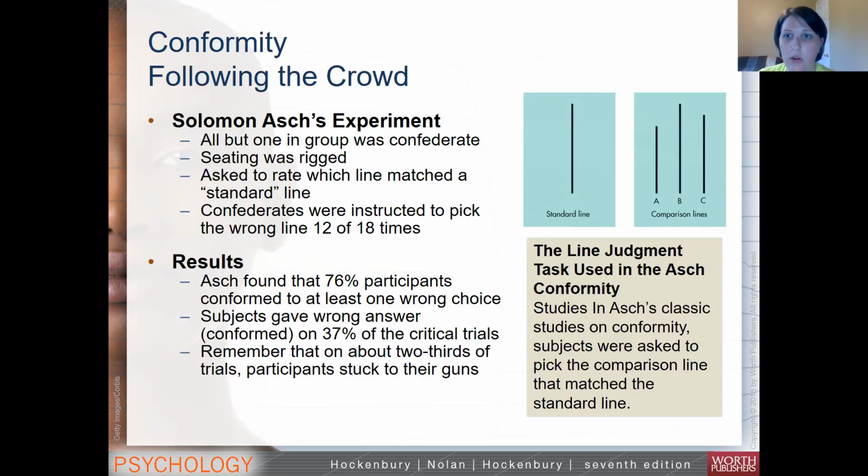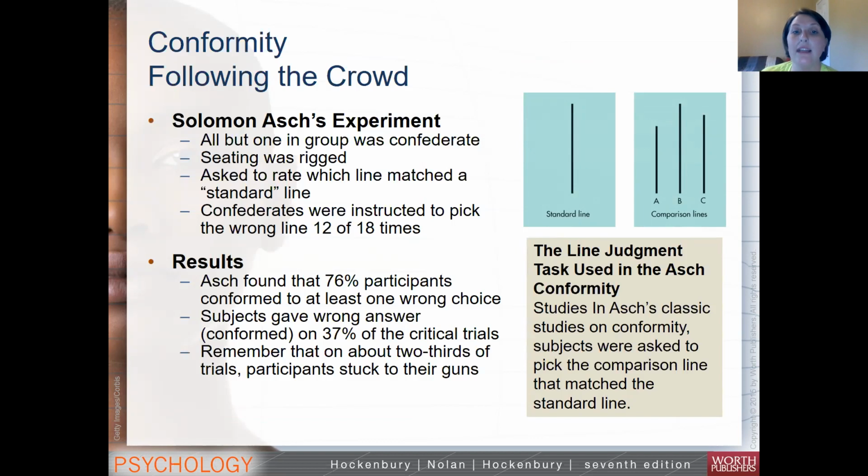And so imagine being in a room and they said, okay, I want you to match the standard line with the correct line. And the person beside you says, oh, it's definitely A. And the person beside them says, yeah, A. And the person beside them says A. And you're thinking, but it's B. And so what will you say? Okay.